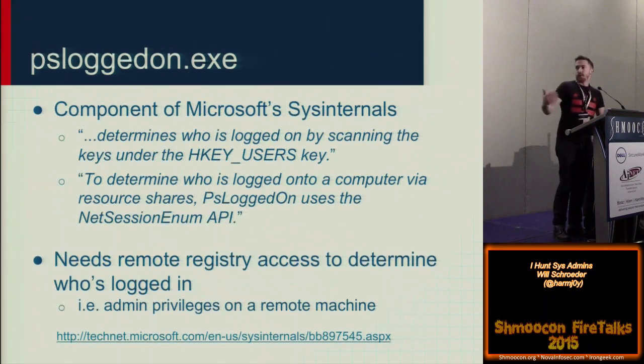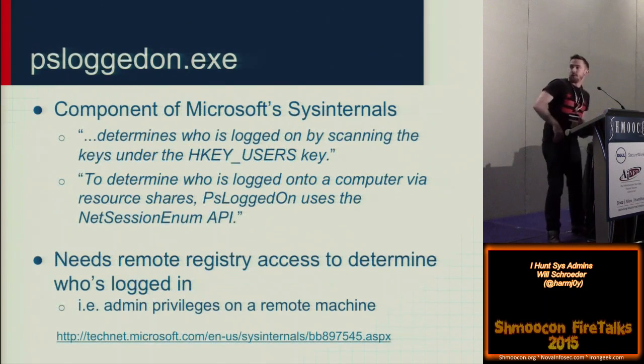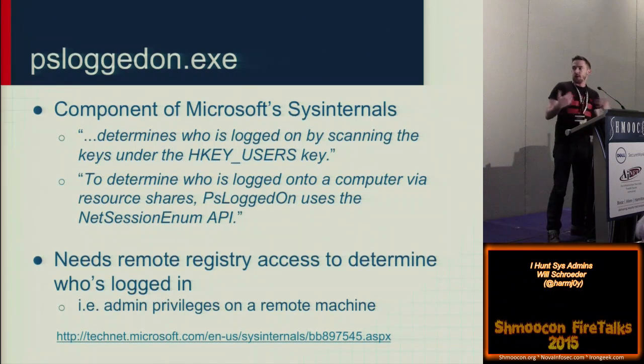First tool, this is PsLoggedOn, a component of Sysinternals. It determines who's logged in by scanning remote registry keys, as well as using the NetSessionEnum API call underneath, which I'll talk a little bit more about in a moment. Again, because you need this remote registry access to determine who's logged in, you need admin privileges on the machine that you're enumerating. This tool can automatically pull some target hosts from Active Directory. The link down there is Sysinternals.